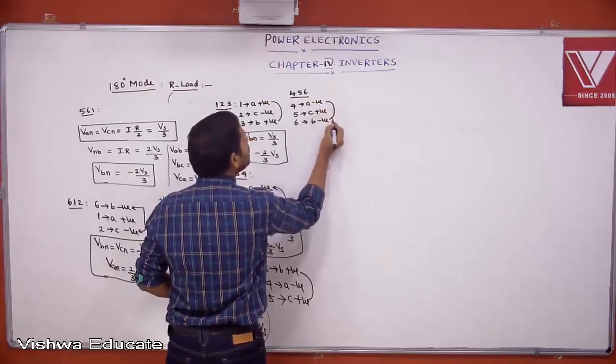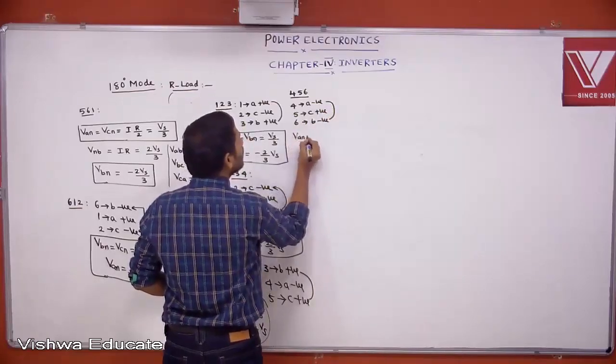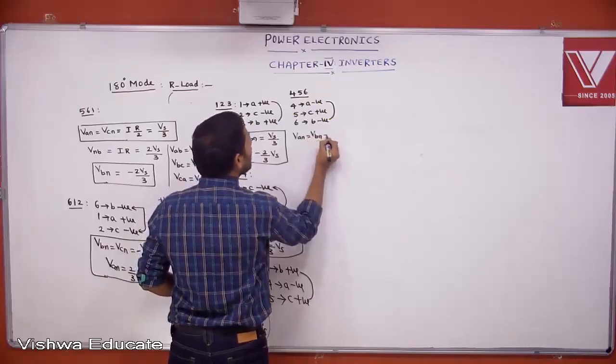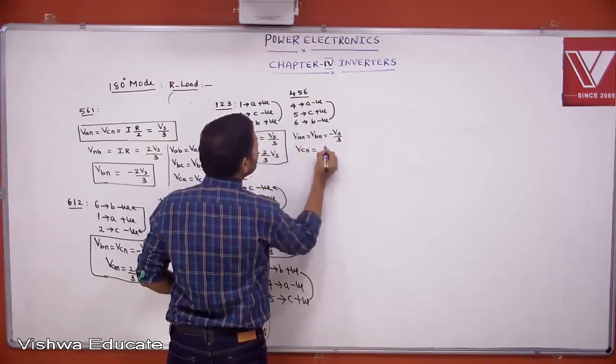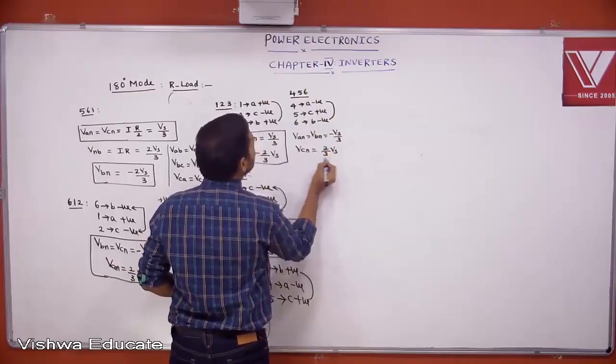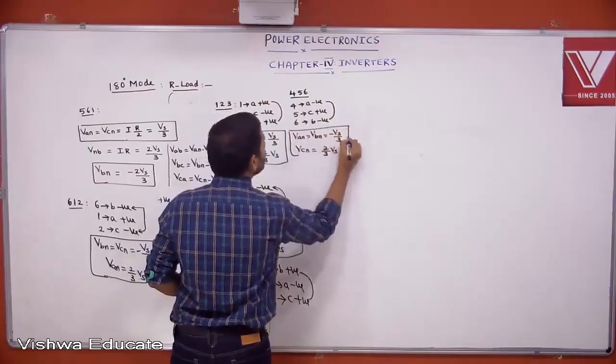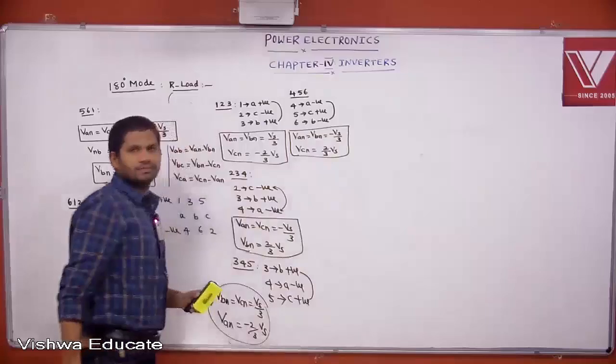These two are connected to same plate. VAN equal to VBN equal to minus Vs by 3. Then what is VCN equal to? 2 by 3 Vs. Okay. Like this, different phase voltages we are representing.